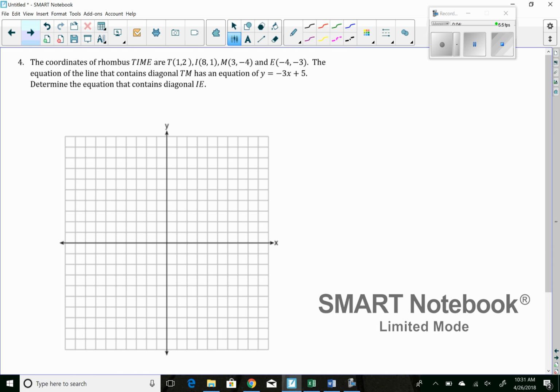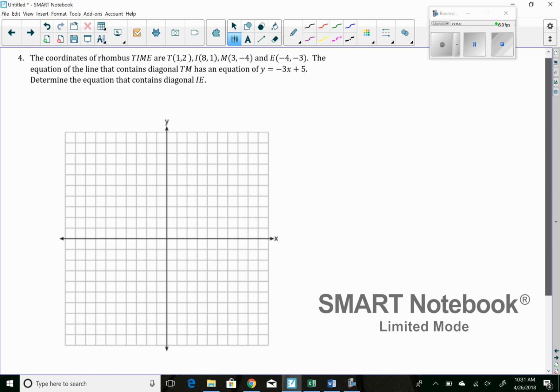The last one gives us a rhombus labeled TIME. So let's first start by graphing. So let's always graph first. So T, I, M, and E. So then I'll go through and connect our points to create our rhombus. Please try and use a straight edge if you have one.